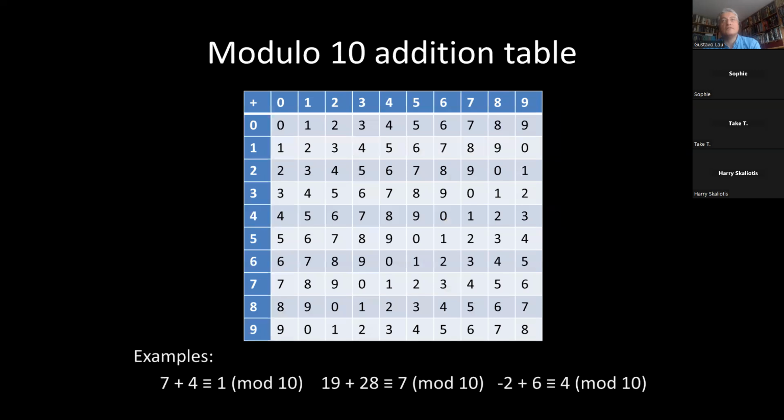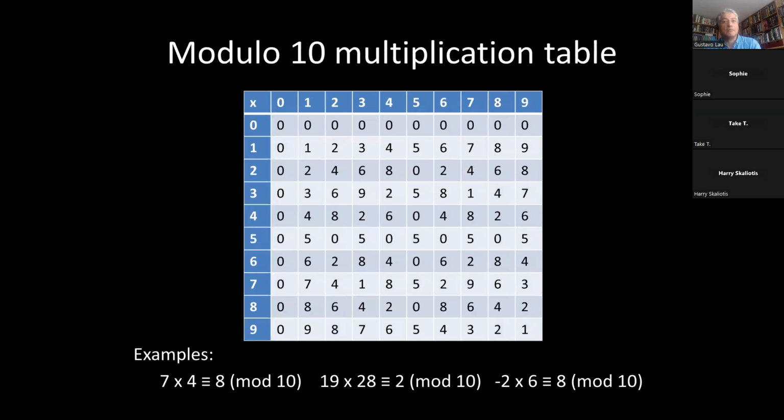Okay, and this is a modulo 10 addition table, where it's the same as the last digit arithmetic that you were using, okay? And for the multiplication, it's the same. When you are operating modulo 10, you just look at the last digit.